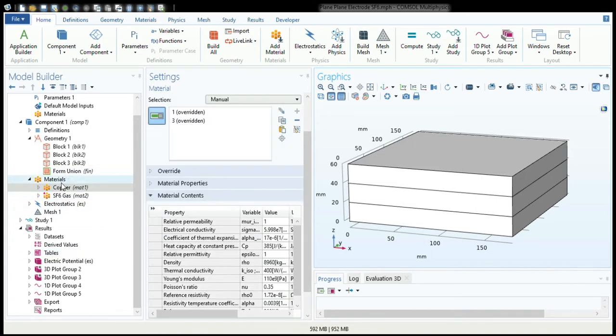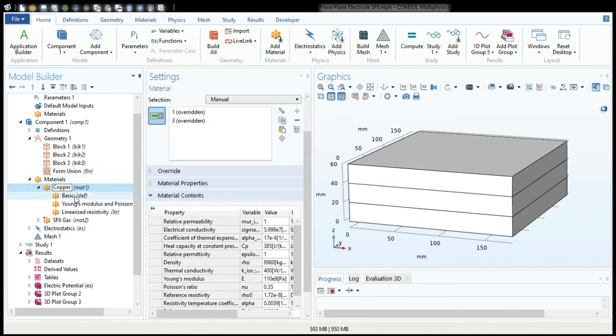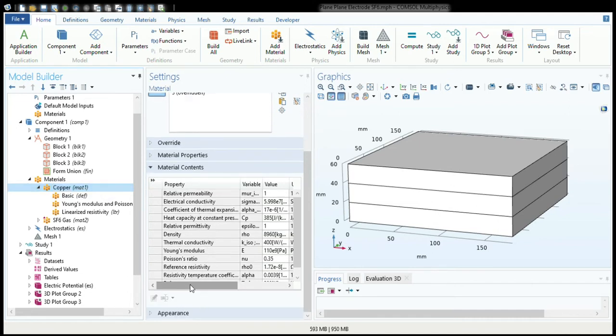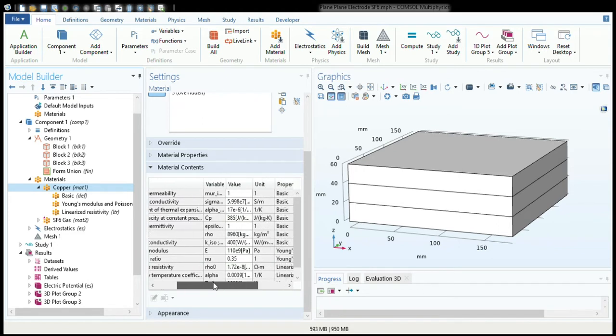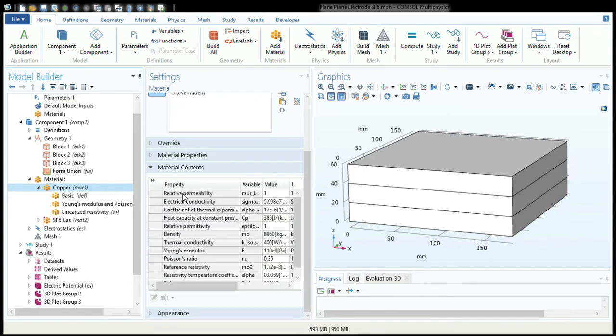So for the copper, it has properties like shown here. We need to include the permeability, electric conductivity, and there are many others here.